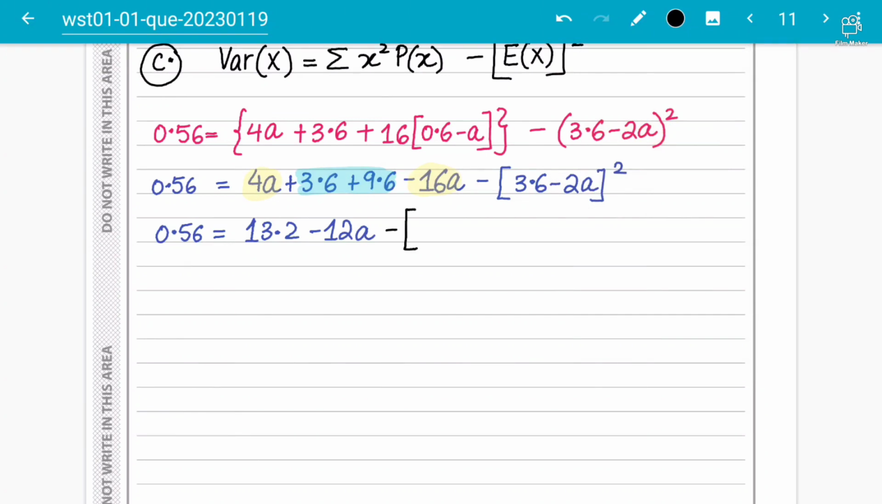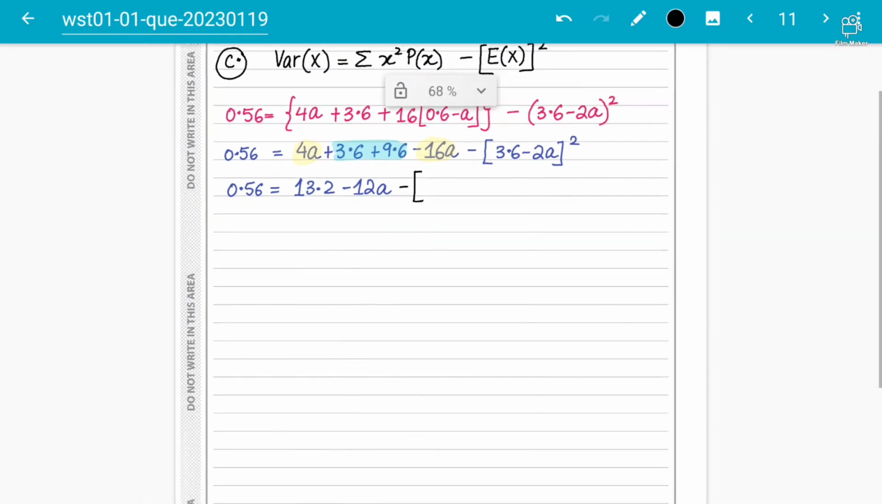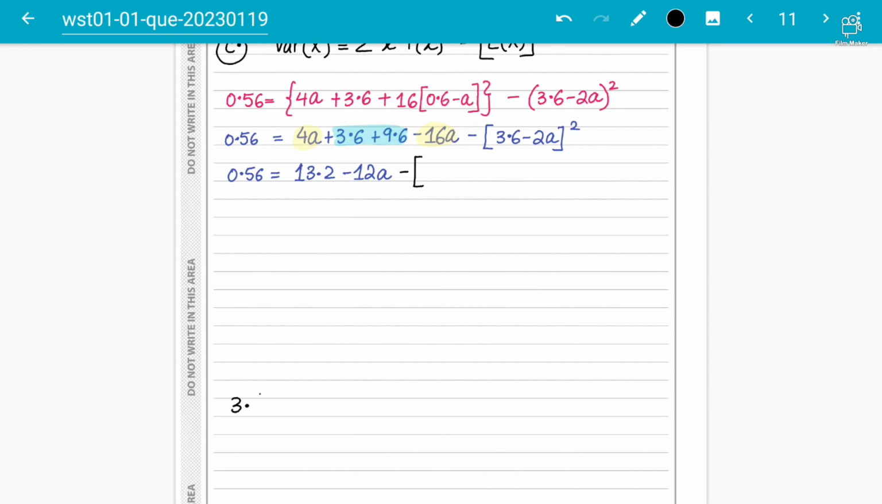When I'm going to expand this, you can do a separate working here. That is (3.6 minus 2a) times (3.6 minus 2a). So it's going to be 3.6 square, that is 12.96, and 3.6 times 2, that is minus 7.2, and minus 7.2, that will make it minus 14.4a, and minus 2a into minus 2a will become 4a square.